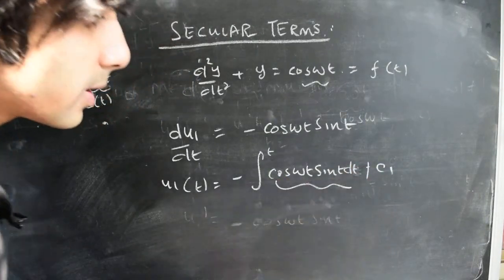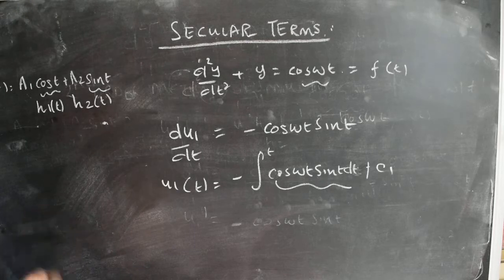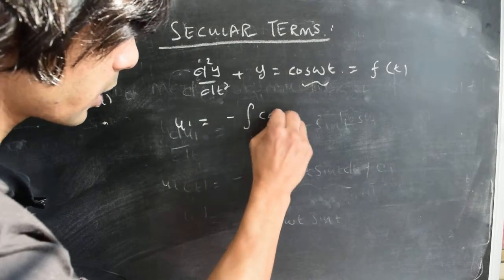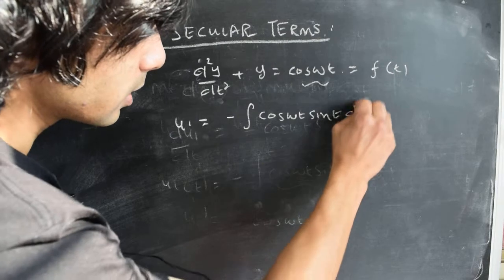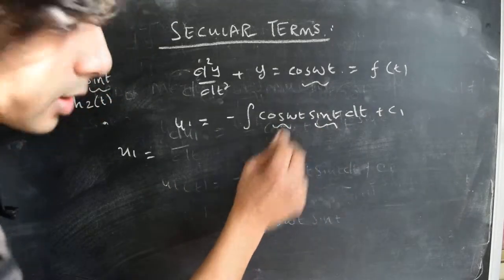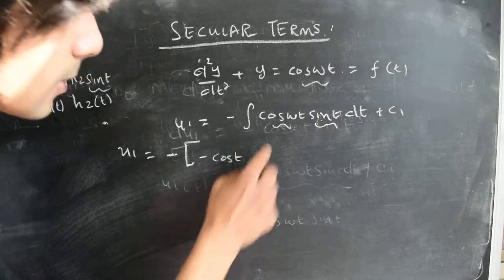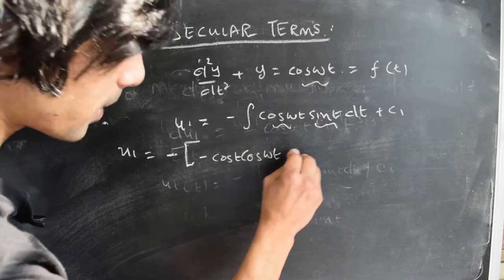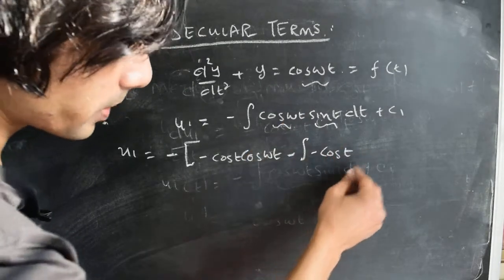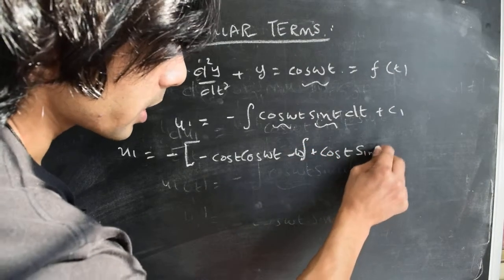Okay, so one of the ways of integrating this is to use integration by parts. So let's do that. In particular, to save some space, we write this as u1 is minus the integral of cosine omega t sine of t dt plus a constant, and we just use integration by parts. We'll integrate sine and differentiate cosine omega t. So this gives us minus of the integral of sine of t, which is minus cosine t, times cosine omega t, and then minus the integral of minus cosine t times the derivative of cosine omega t, which is minus omega sine omega t. So we pick up a plus here and a factor of omega, sine omega t dt.